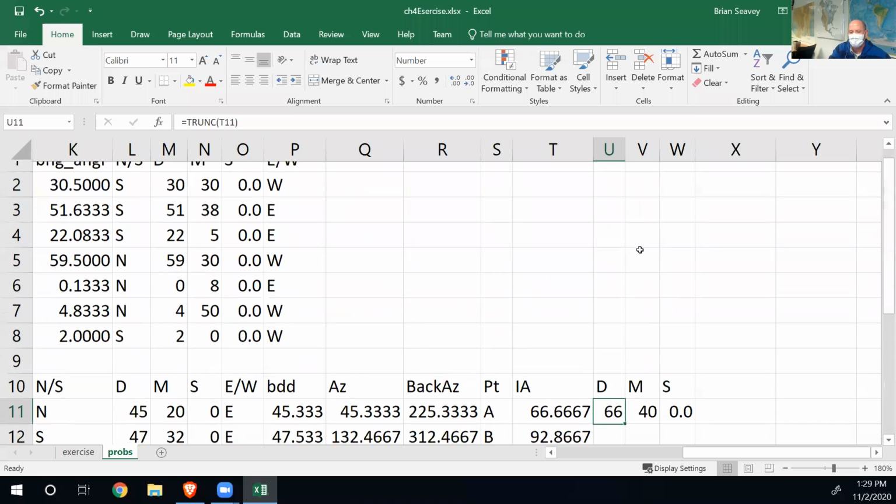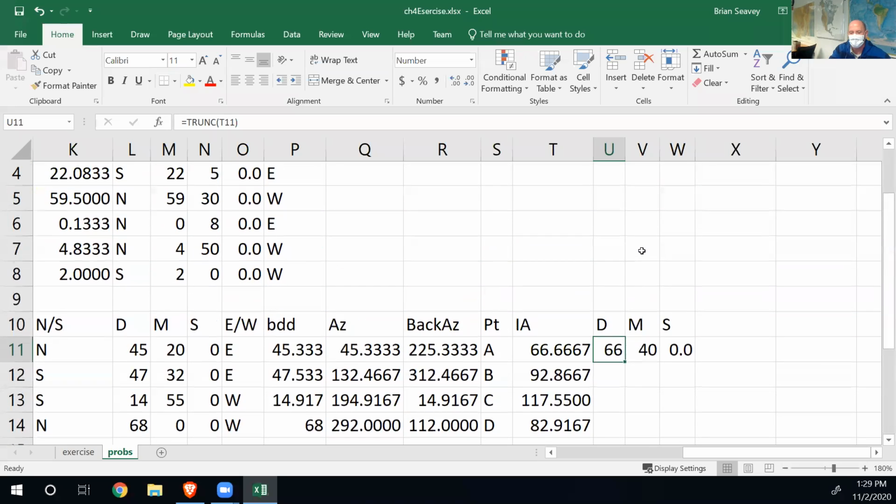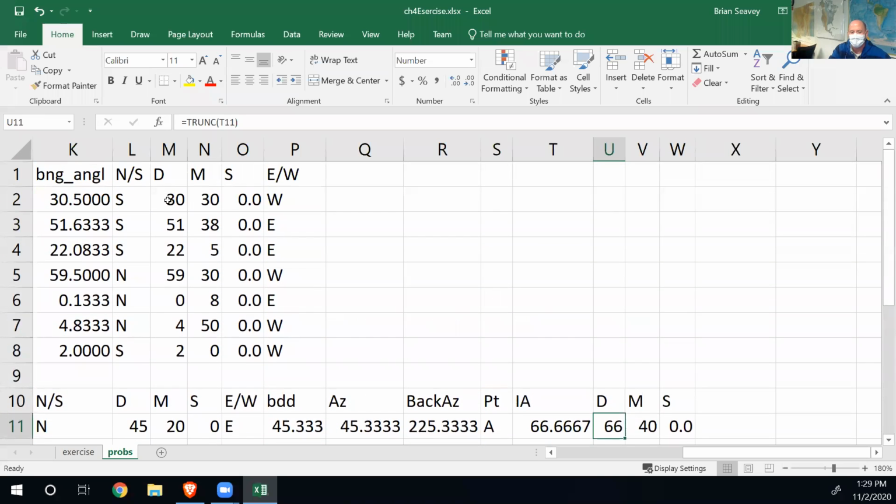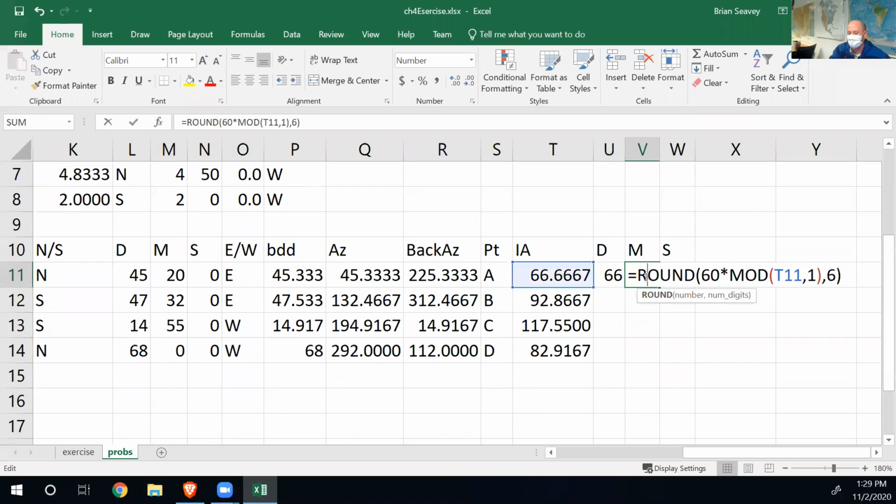So for the minutes, we just copied and pasted it. But for the minutes, instead of a truncate, we did a modulus, and that took the 0.6667 one. Then we multiplied that by 60, and then rounded that to 6 decimal places.